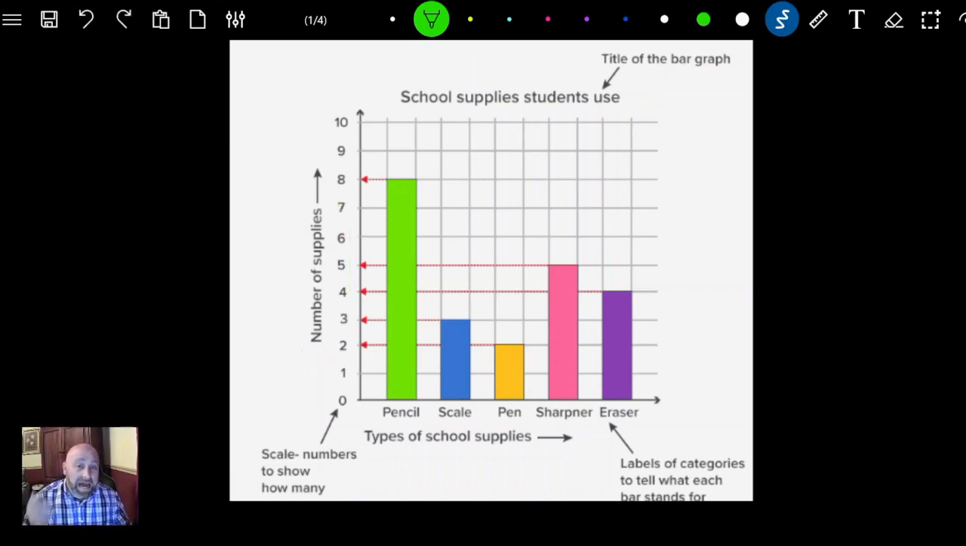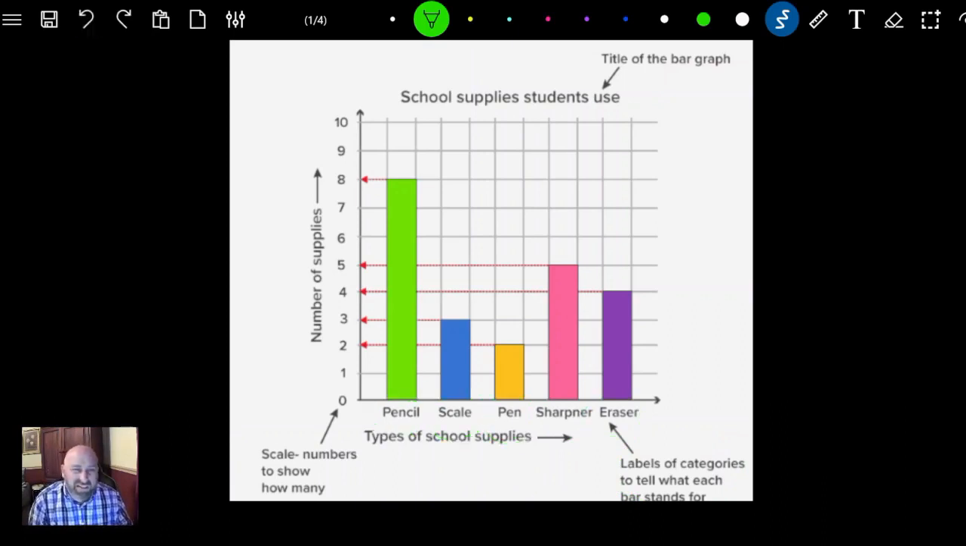So this is going to be how many supplies, the total number that are being used. Down here, this axis along the bottom is called the type of school supplies. What does type mean? Like the kind, the name of the school supply being used. And then look, these are the labels of the categories. So we have pen, scale, pencil, sharpener, eraser.